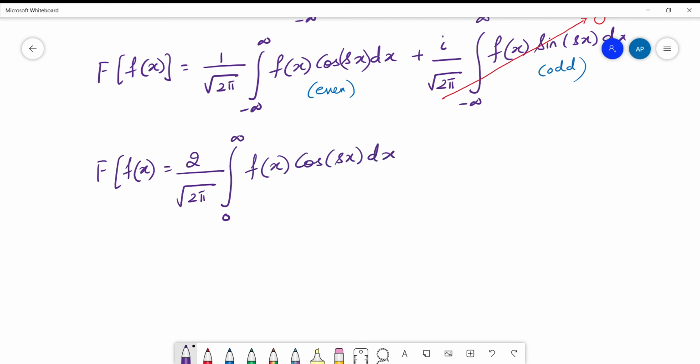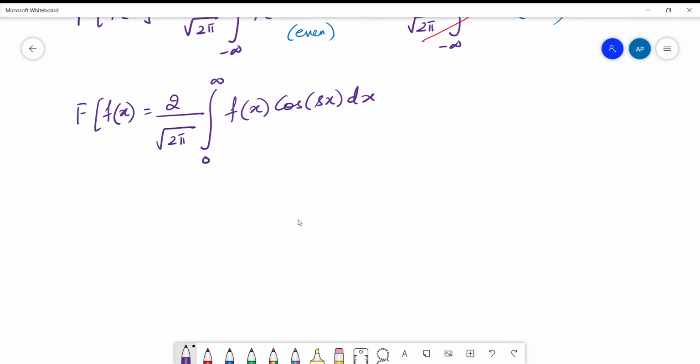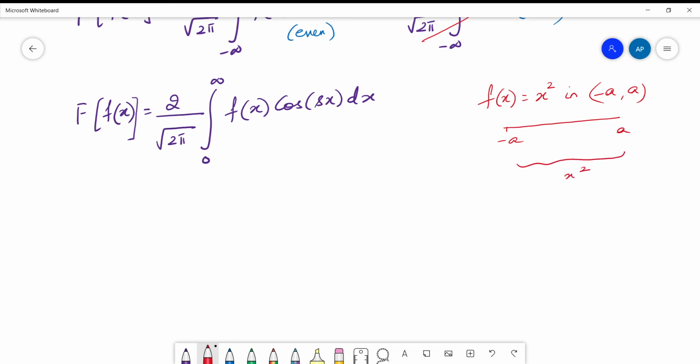So far we did not touch f of x nor the limits. Now that we have brought it to the most simplified form, we have to substitute for f of x. What is given to us? f of x is equal to x square in the interval minus a to plus a. Let us look at the number line. Minus a to a is there. Within the entire interval it is x square. But what is our lower limit now? It is 0. So we are interested only in the range from 0 to the upper limit. And what is the upper limit in our problem? It is a. And what is f of x?